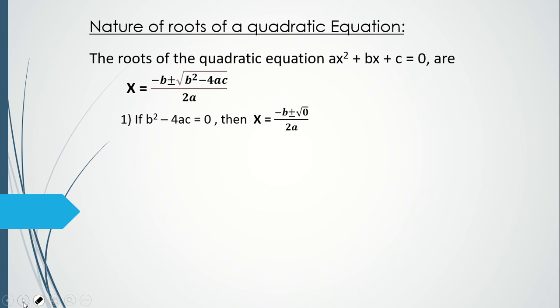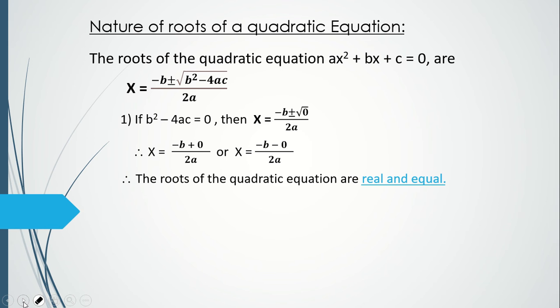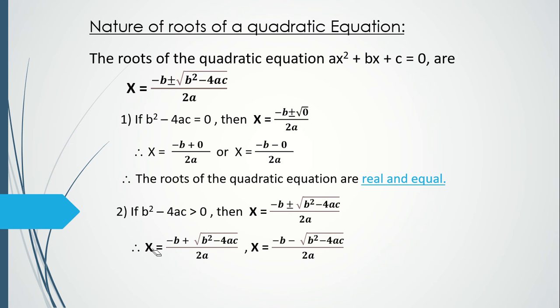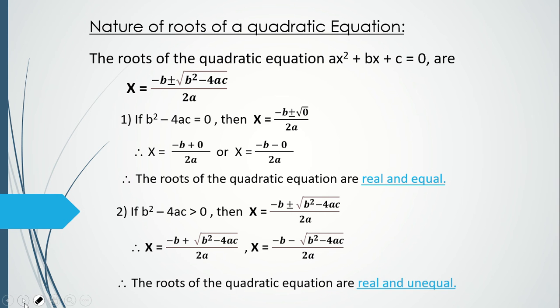So the first case, if b square minus 4ac is equal to 0, then this term b square minus 4ac will vanish, and we are left with minus b upon 2a. So the roots are real and equal. In the second case, if b square minus 4ac is greater than 0, then we get two different roots, plus and minus. So roots are real and unequal.